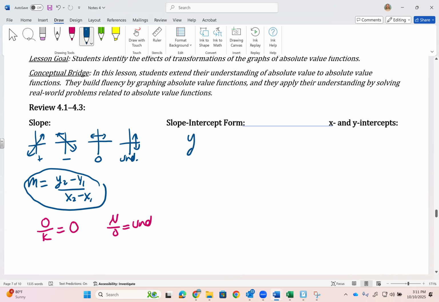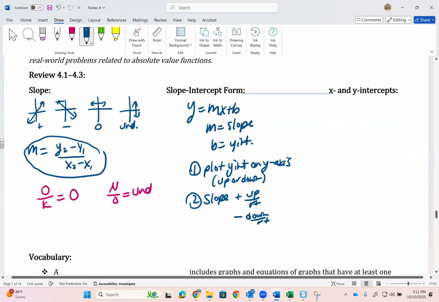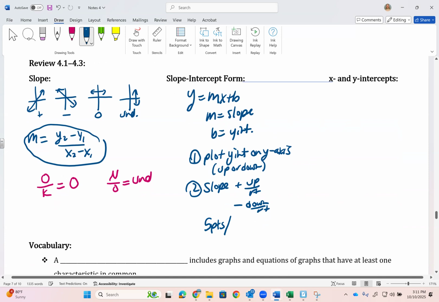Slope-intercept form is y equals mx plus b. M equals slope. B equals y-intercept. To graph a line, step 1 is to plot the y-intercept on the y-axis. You're going to go up or down to plot that point. Step 2 is we're going to do the slope. If it's positive, it's up and right. If it's negative, it's down and right. And what you need to do is to do 5 points, use a ruler, and do arrows.